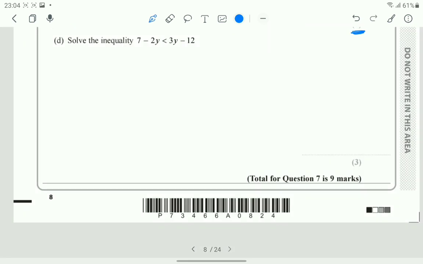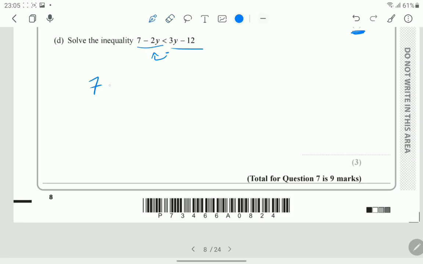Seventh question, we have to solve the inequality: 7 minus 2y is less than 3y minus 12. The inequality sign doesn't really change anything. For most of the question, you would just treat it like this, unless you are sending something negative to be multiplied on that side, then the sign changes. So that's all you need to know to solve this.